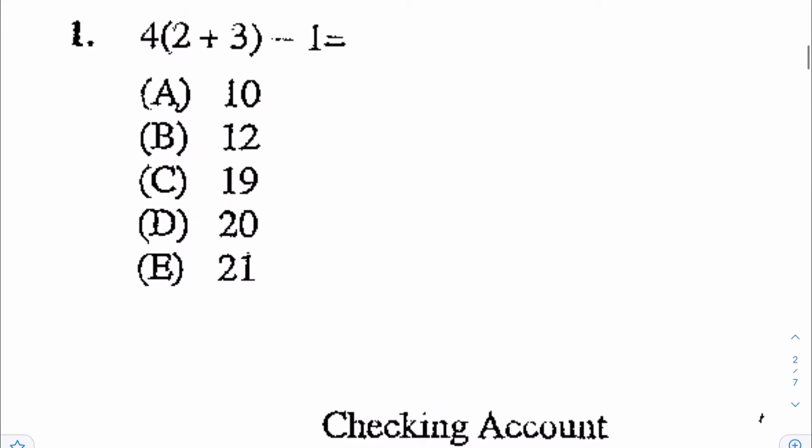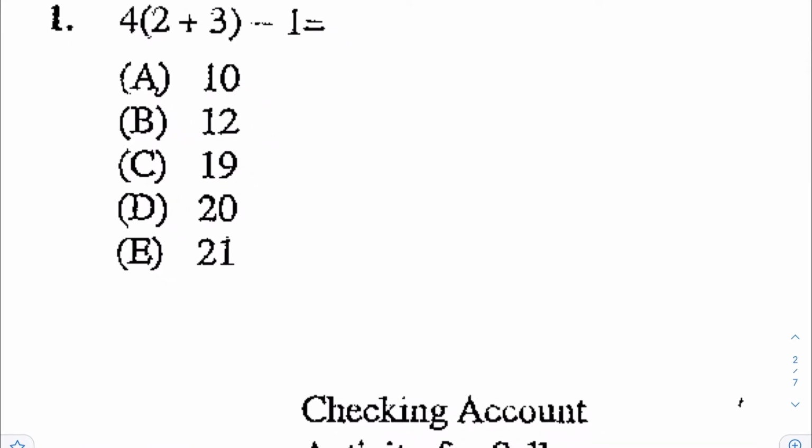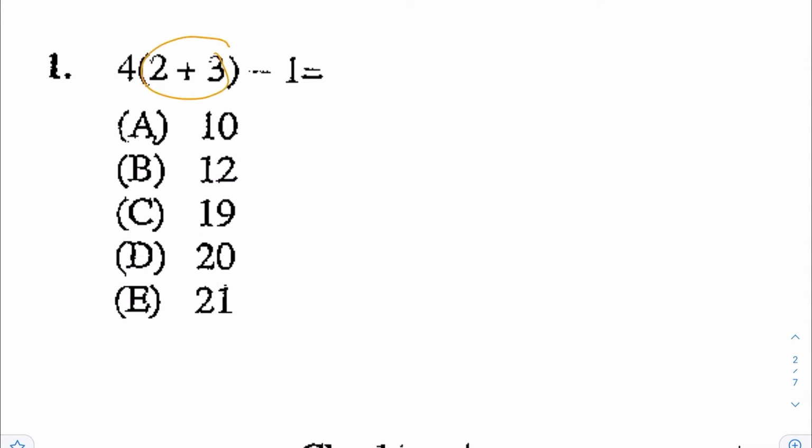All right, for question number one, it says 4 times parentheses 2 plus 3 minus 1. So here you have to do the order of operations. So you're going to have to do 2 plus 3 first. And that's going to give you 5. And then you have to do the multiplication. So 4 times 5 is 20. And then we do 20 minus 1. It's going to be equal to choice C, 19.